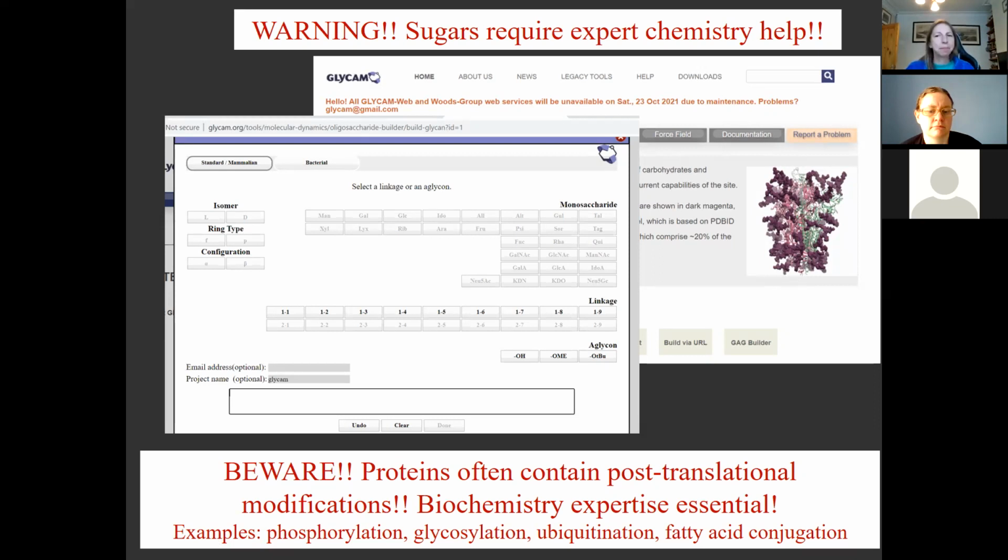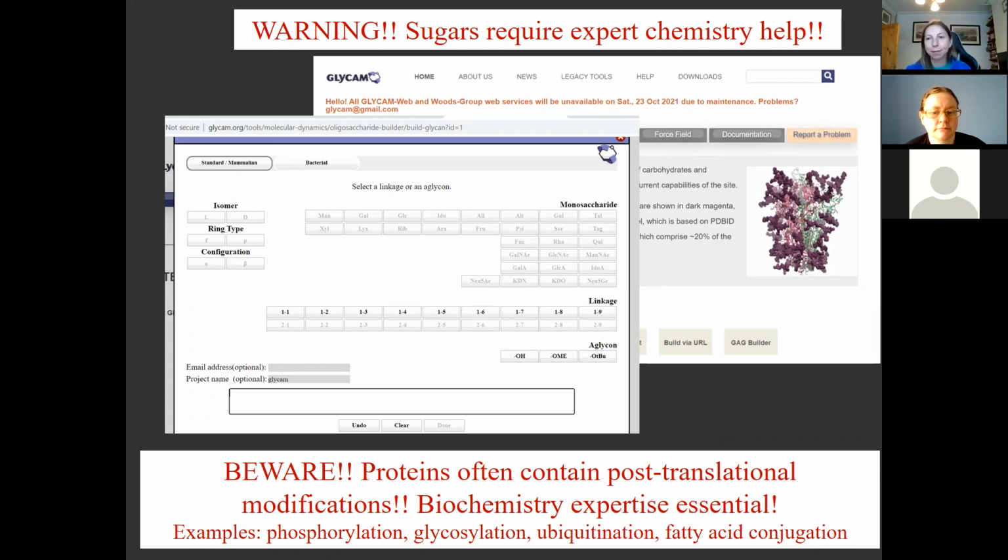So protein ubiquitin tags are added to molecules to say, right, throw these away now, stick them in the bin. Another thing to be really careful of if you're working with membrane proteins, which are another area of difficulty: sometimes your protein can have a fatty acid covalently bonded to it.